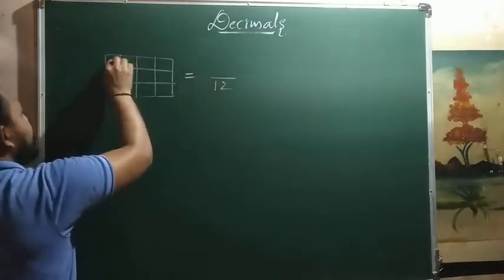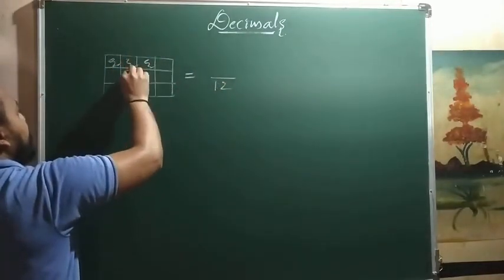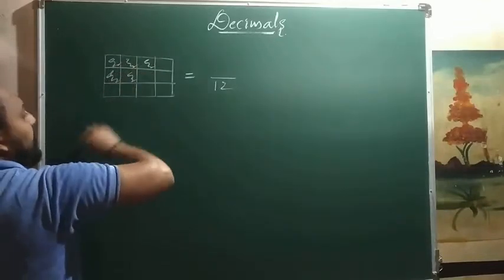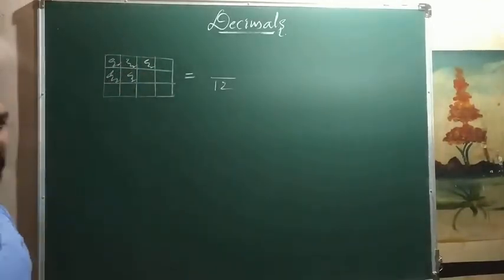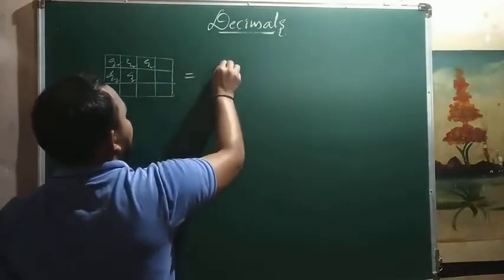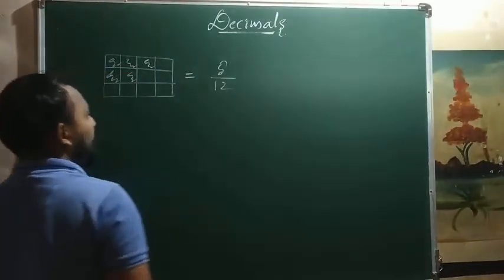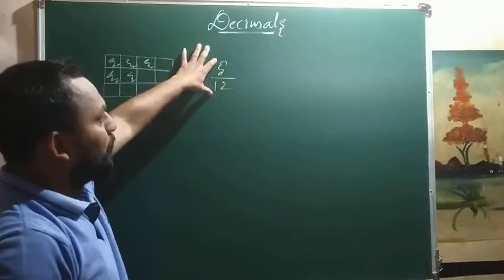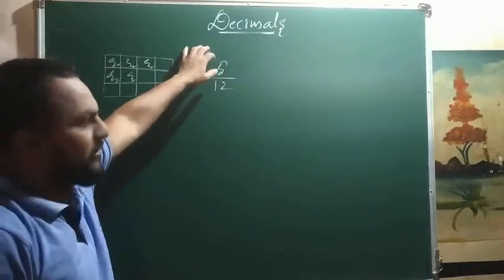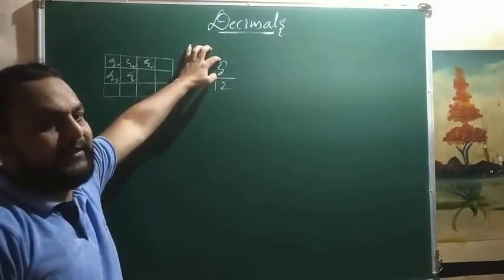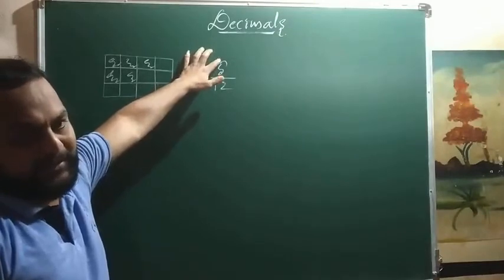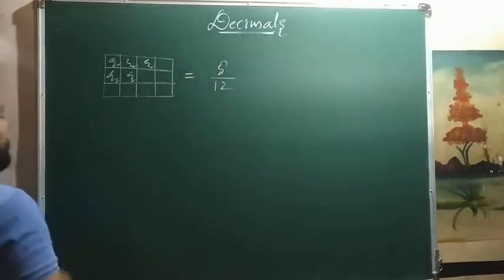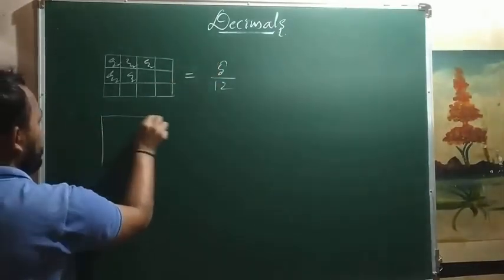Say 5 parts. Here the fraction of this rectangle is 5 by 12. Out of 12 equal parts, 5 parts are colored. The 5 parts are the shaded parts.